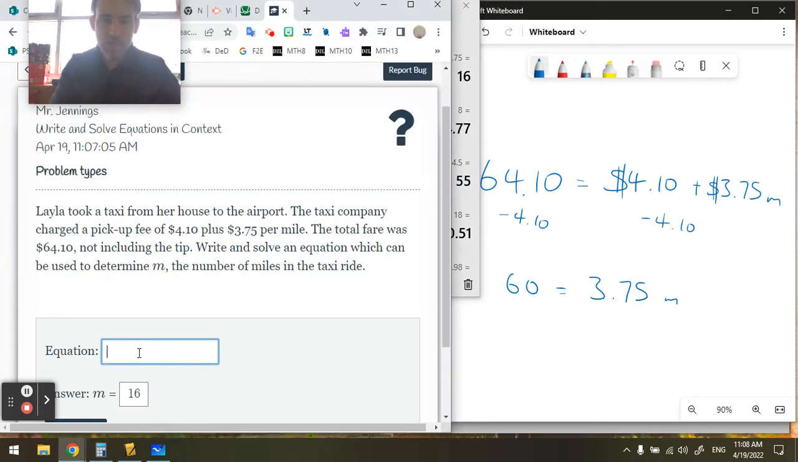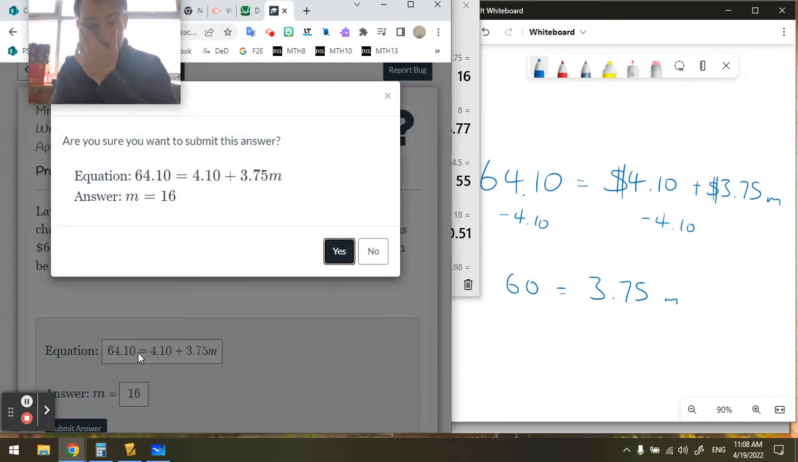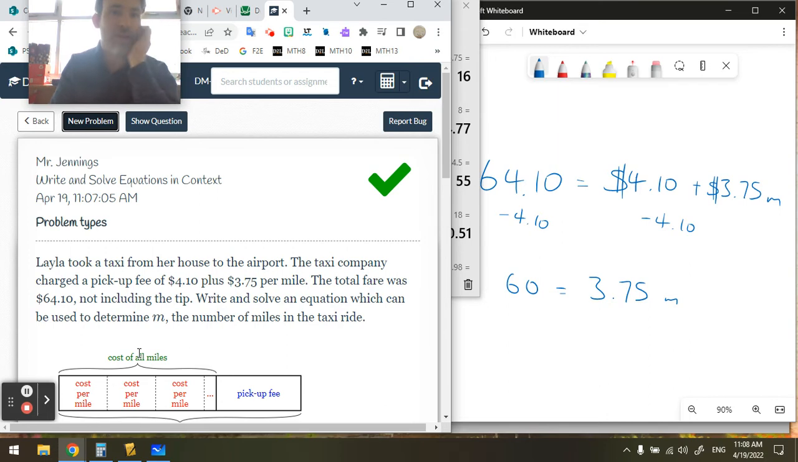But my task is to write and solve an equation. So my equation was 64.10 equals 4.10 plus 3.75m. That was my equation. That was my answer. Hooray! Okay, so that's how you do these. You create an equation and then solve it.